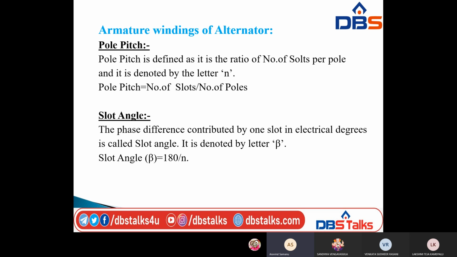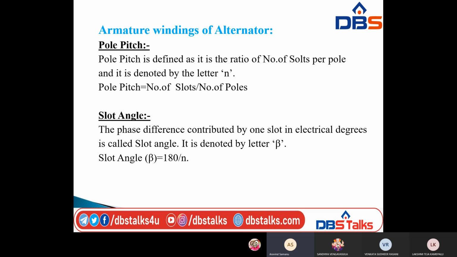So the equation is: pole pitch is equal to number of slots divided by number of poles. It is the ratio of number of slots per pole. Let me take one example. For one rotation of the conductor under two poles, the two poles are responsible for 360 electrical degrees.